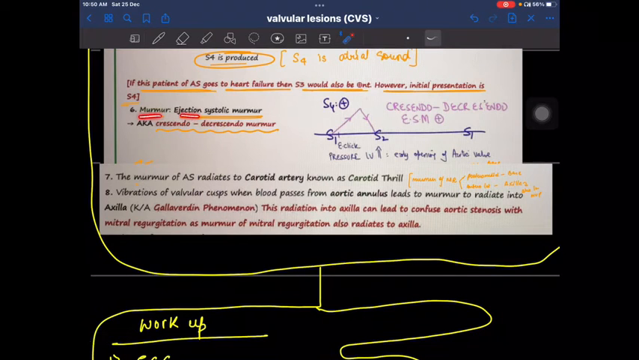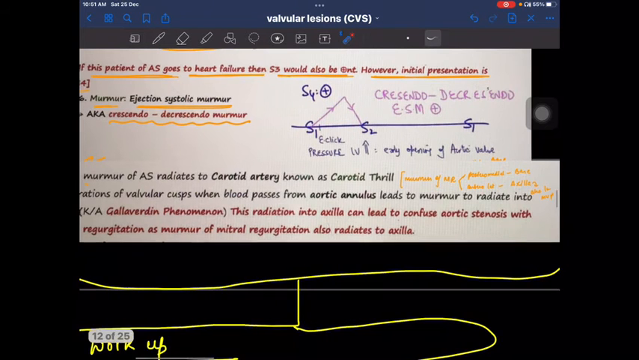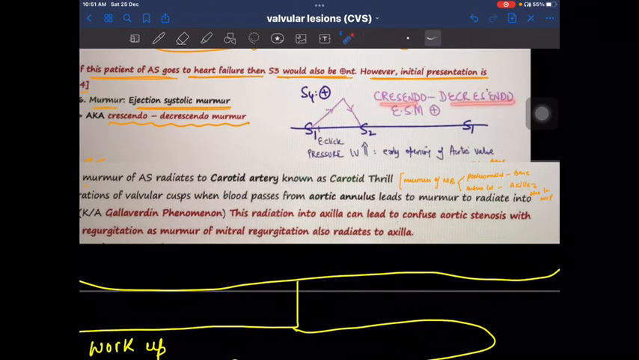The murmur, ejection systolic murmur. Yeah, because we had discussed this in MVP. Okay. There also in MVP, what kind of murmur was there? It was late systolic. Okay. Late systolic starting from mid systolic clicks. All right. But here it is ejection systolic. It will start from S1. The moment ejection starts, the murmur starts. Okay. It will go up and down, crescendo, decrescendo, ESM murmur. Okay. S4 also present.